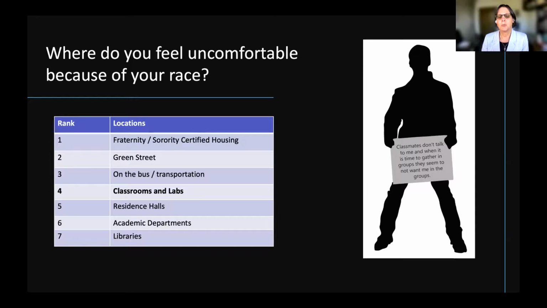We also asked questions about places they avoided, and of this list, the things they avoided were things that they could avoid. It was harder to avoid the classroom. It was harder to avoid your academic department, but a lot of times people actually said that they avoided them because they felt very uncomfortable in those spaces.